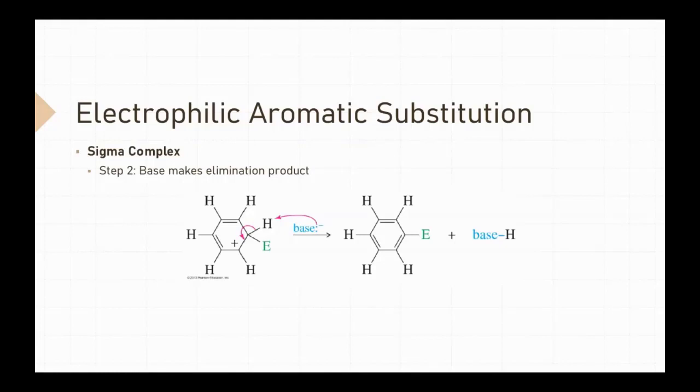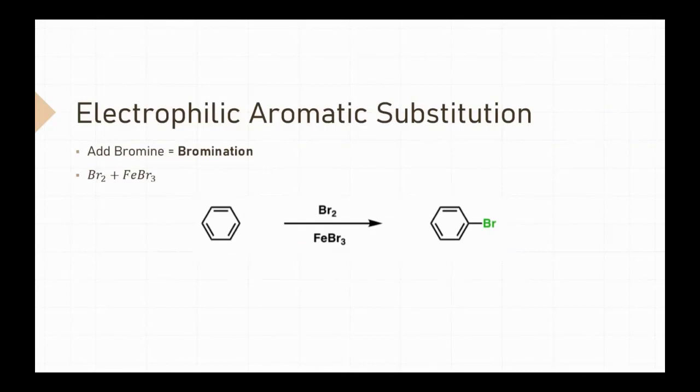And then you have that base. That base will just grab that H, that is on the carbon that just took the electrophile, and you will have that elimination where you reform that double bond. Right, so adding bromine, you just do Br2 FeBr3.